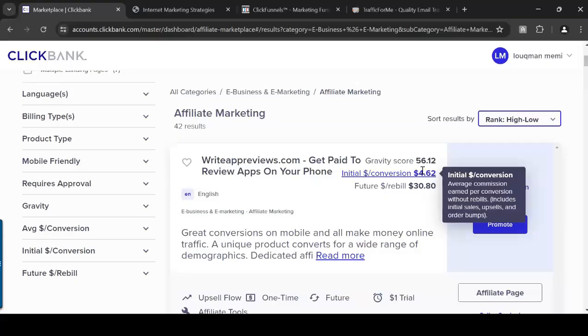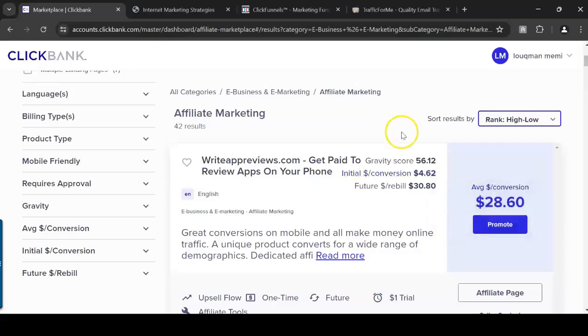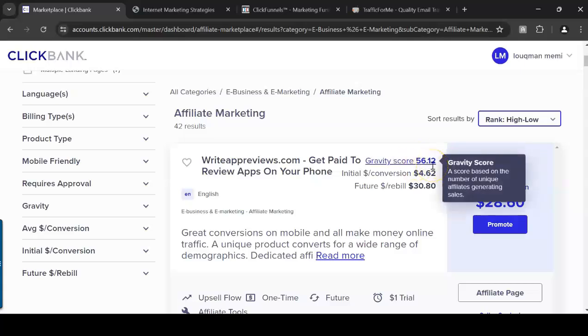But at the same time, it could be a low gravity score because thousands of affiliates are promoting it but it's not converting. So there is a big risk. So we want to stay on the safe side. So we want to promote something that's above 20. So we know there are some affiliates promoting it and they are making money. So the higher gravity score number means there's money to be made.